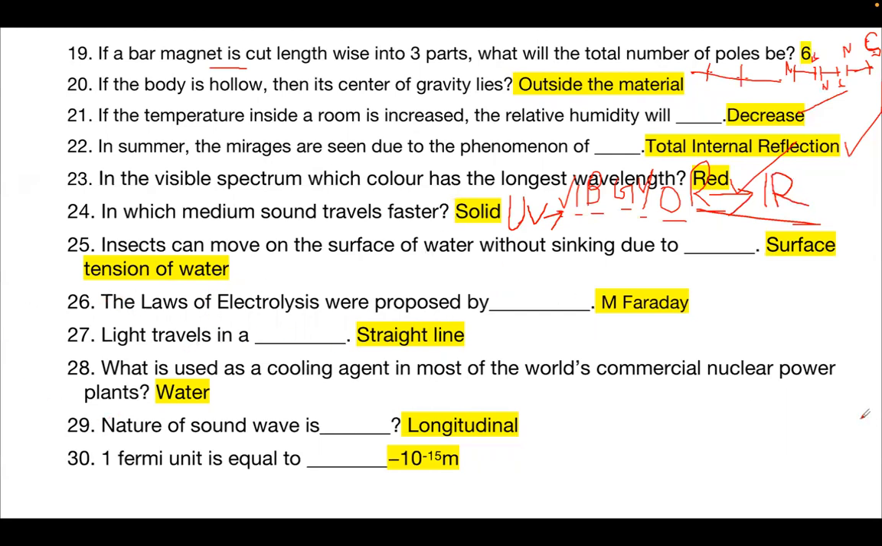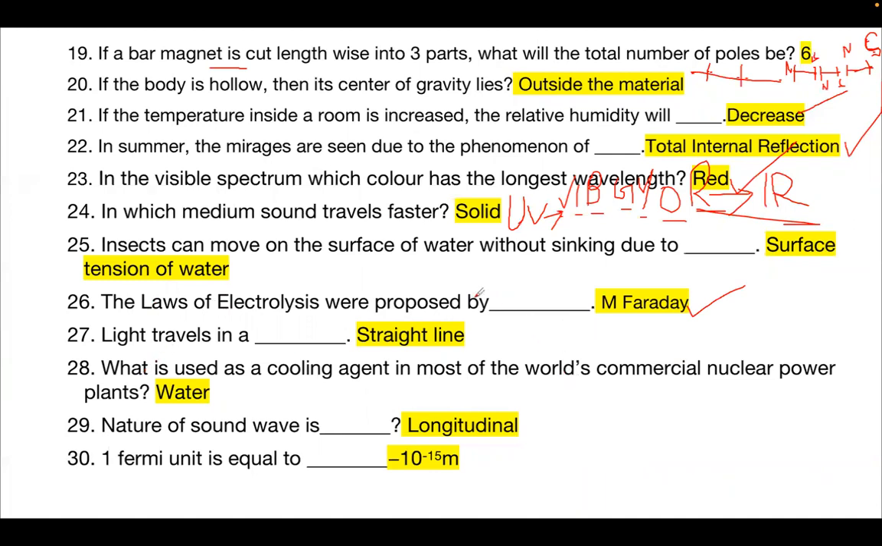And the next question is, insects can move on the surface of water without sinking due to dash. It is due to surface tension of water. Okay. And the next question is, the laws of electrolysis was proposed by Faraday. So we will be calling it like Faraday's laws of electrolysis. Okay. Next, light travels in a dash.